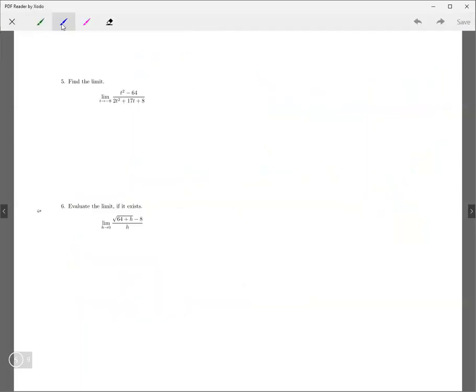Okay, let's go to the next one. And that kind of gives us an idea of how to handle these next ones. So here, it turns out that if you plug a -8 in, you get a 0 in the denominator, I think. But you also get a 0 in the numerator.